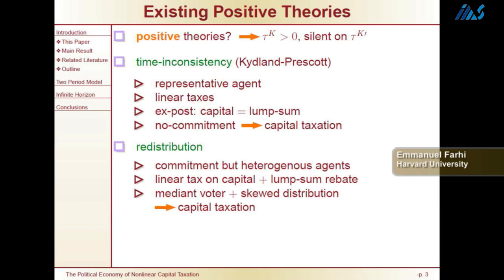Another strain has to do with redistribution. So the typical model would work a bit like this. You would have commitment, so forget about time inconsistency. But you have some heterogeneity across agents. Okay?